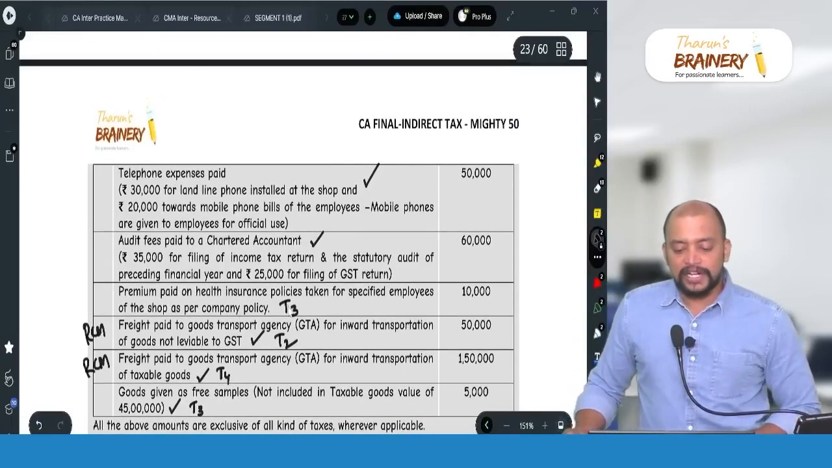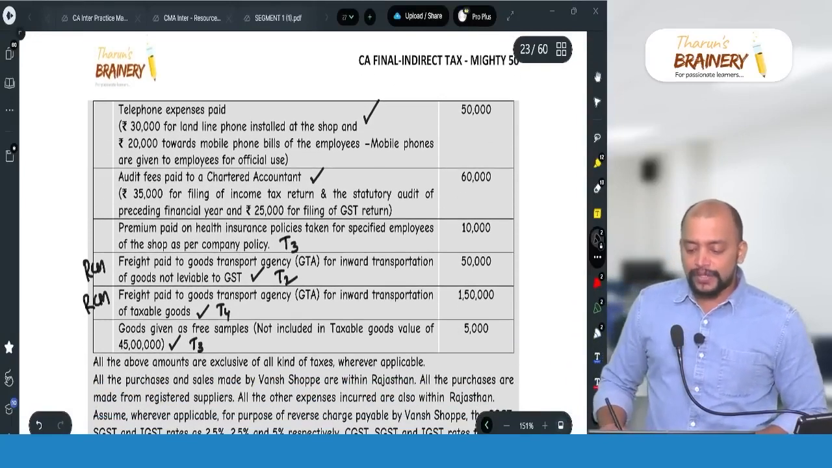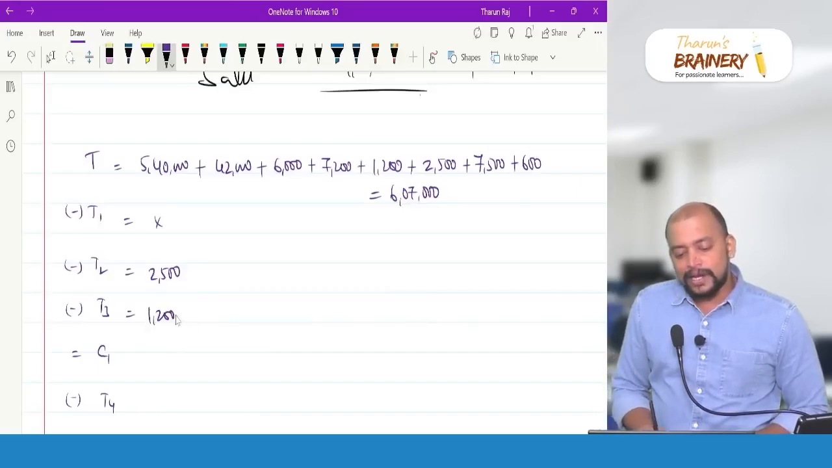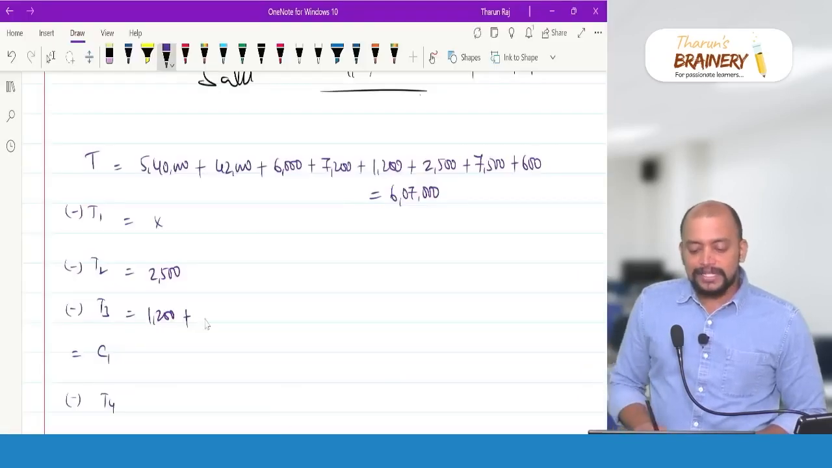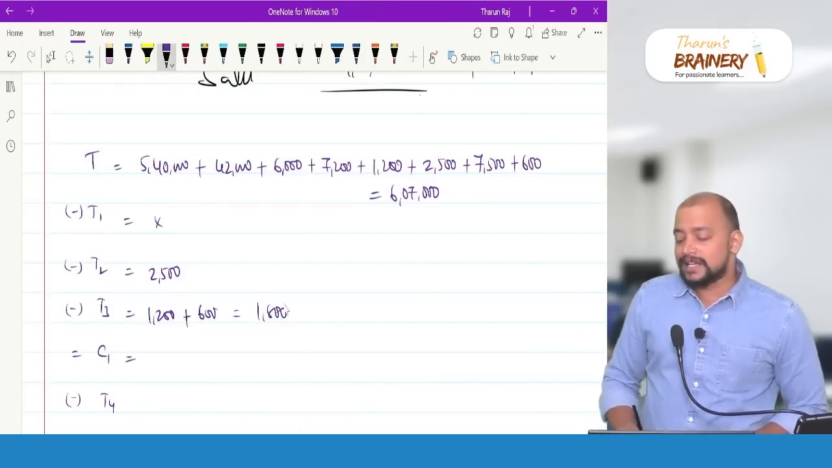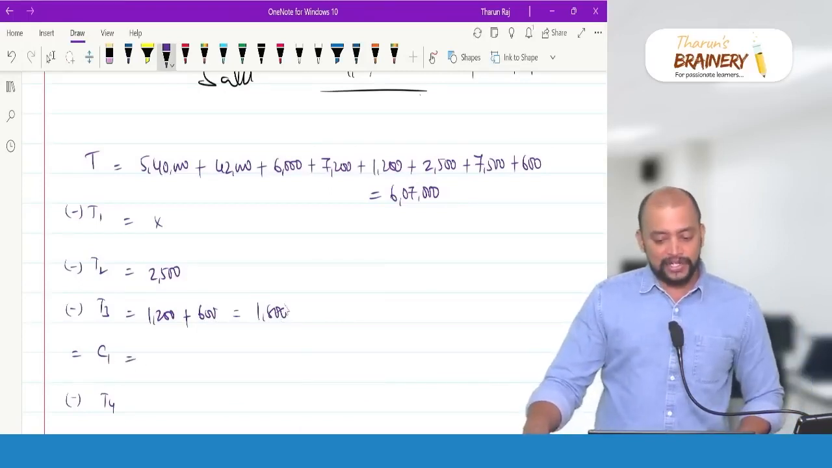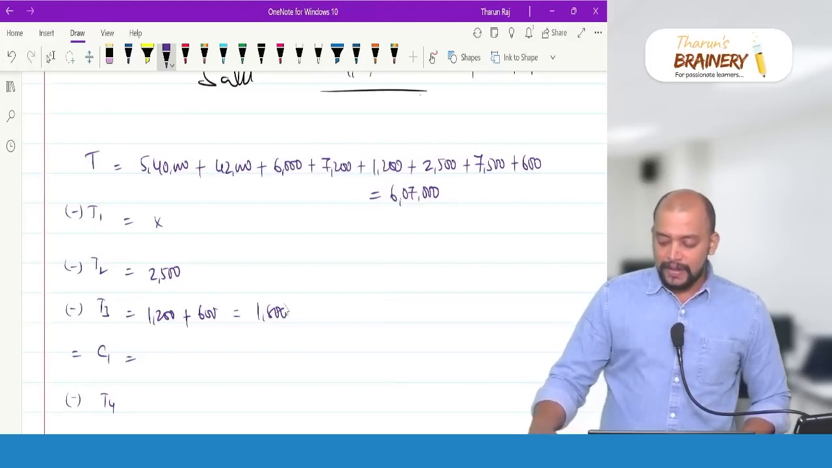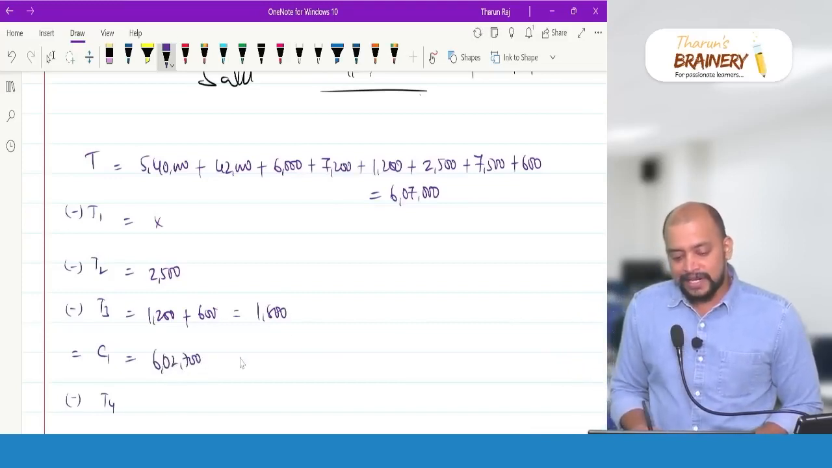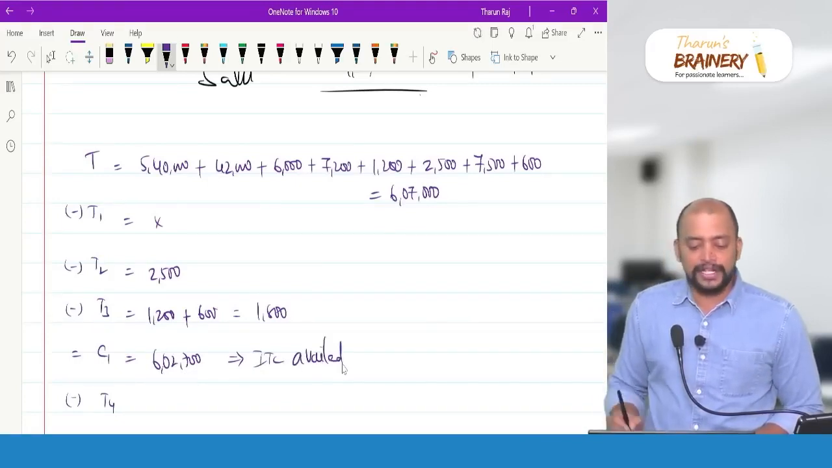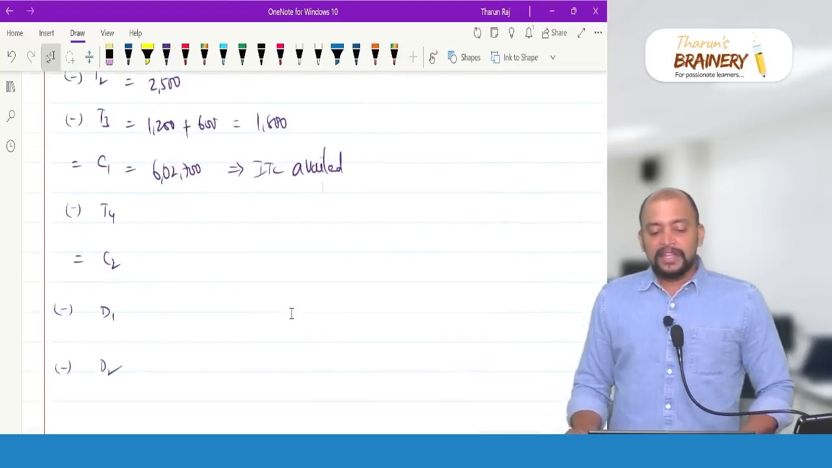Then T3, we have two things. One is premium paid on health insurance. 10,000 into 12%, 1,200. And then goods distributed as free samples, 600. That is 1,800. The balance amount will be ITC availed in electronic credit ledger. 6,07,000 minus 2,500 minus 1,800. That is 6,02,700 is ITC availed in electronic credit ledger minus T4.